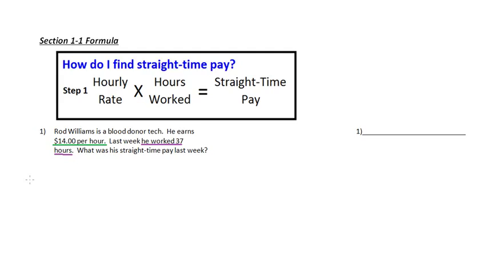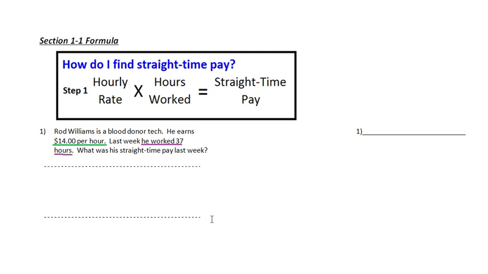I really think underlining information is important in this class because it helps you to figure out what data, what information, what numbers, what dollar amounts we are working with. And then we can use these different underlined items, plug them into our formula to be able to find our final answer. So, the final question that we read is, what was his straight time pay last week? So, we use this formula.